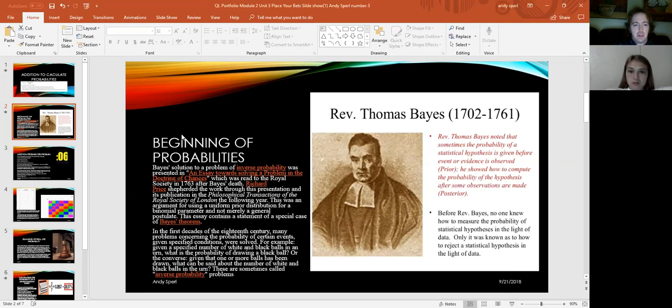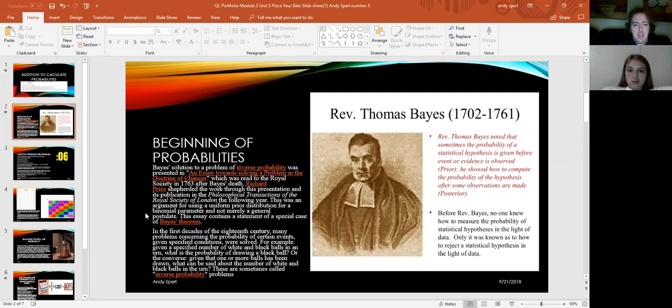Richard Price, in his work through this presentation and his publication in the Philosophical Transactions of the Royal Society of London the following year, made this an argument for using a uniform prior distribution for a binomial parameter and not merely a general postulate. This essay contains a statement of a special case of Bayes' theorem.